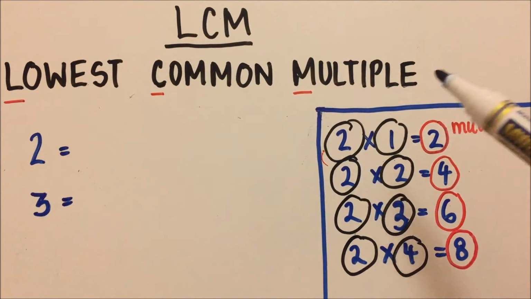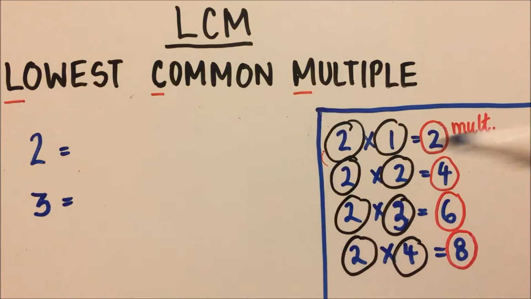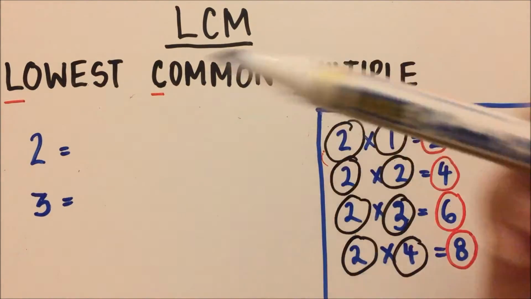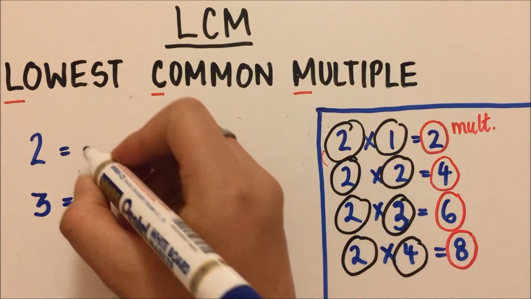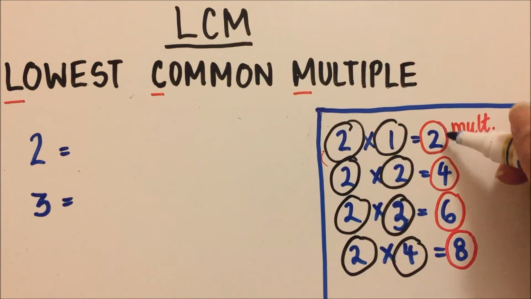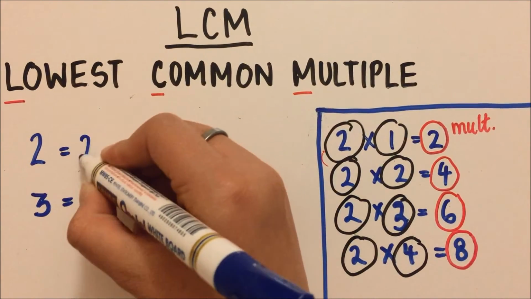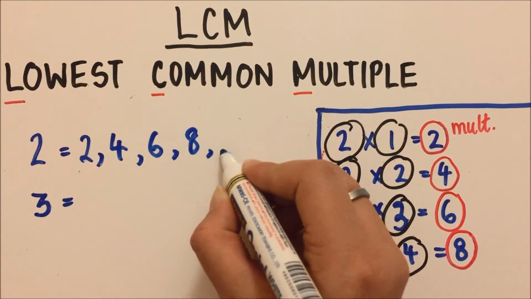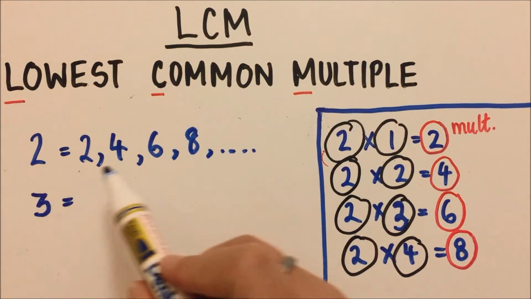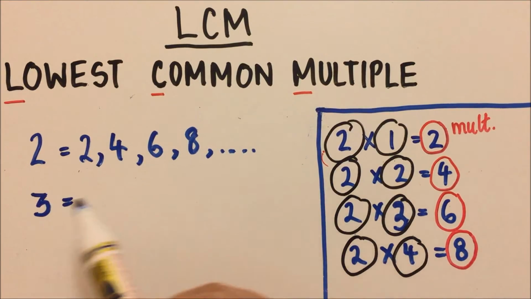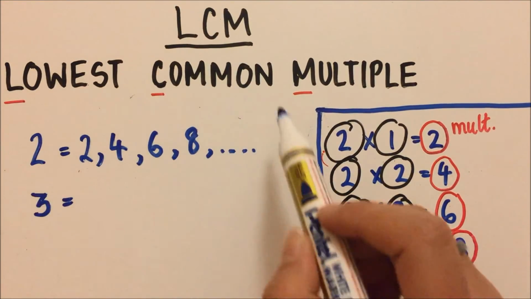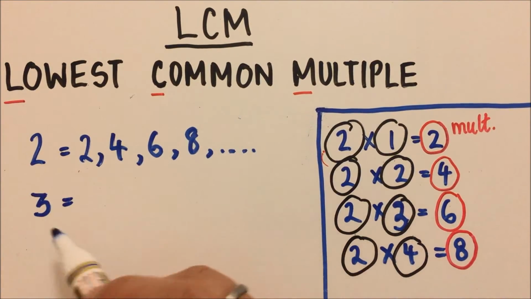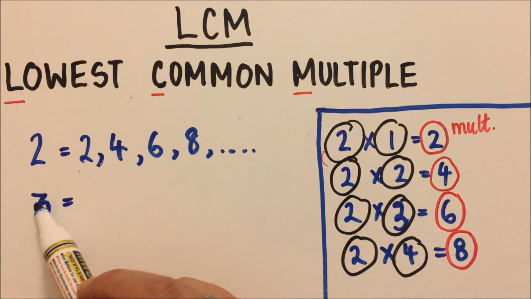So like I said, when we're trying to find the lowest common multiple, we should work backwards. So let's find the multiples. So the multiples of 2, we're pretty much done here. So it's 2, 4, 6, 8, and so on. Obviously, the multiples can go on forever and ever, but you need to stop at a point where you think it's suitable to stop. So let's take a look at times table of 3.